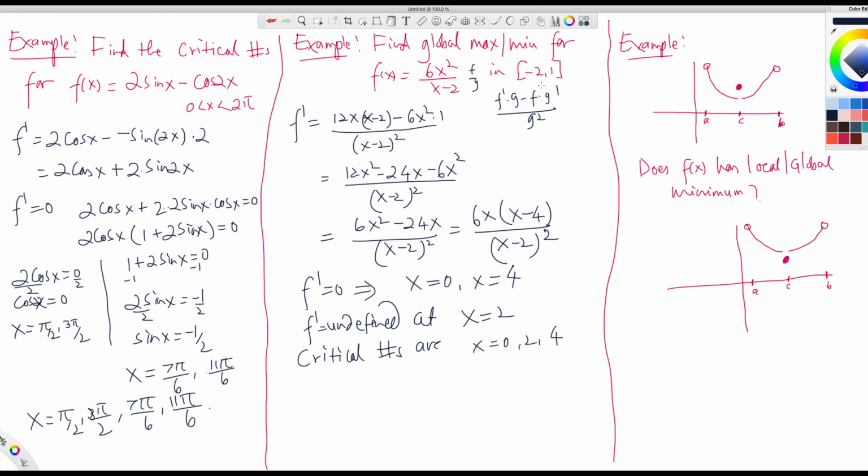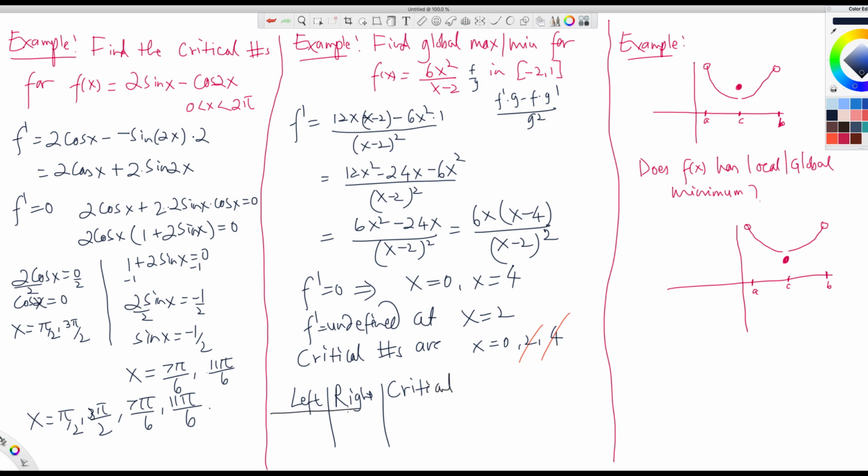But what is given there is that you need to look at the critical numbers only between -2 and 1. So what can we cancel there then? 4 is outside of -2 and 1, and 2 is outside. So only 0, you will take only 0 there, right? So you will consider only 0. So what we do is we look at the left endpoint, the right endpoint, and then the critical number.